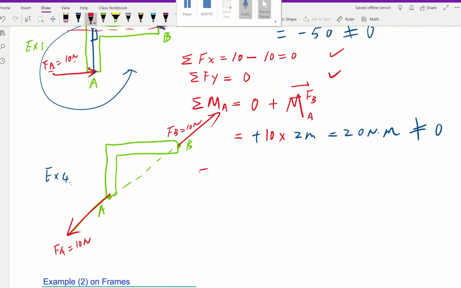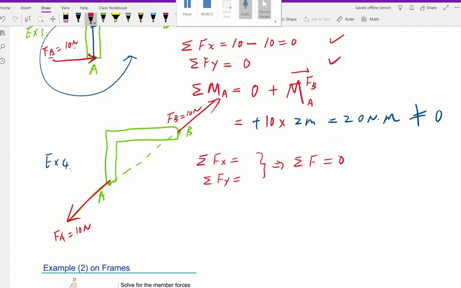Let's prove it. Forces in X, and forces in Y. Here you don't even need to decompose because you can just say the sum of the forces equals 0, which you do. Yeah, you can also decompose if you like.